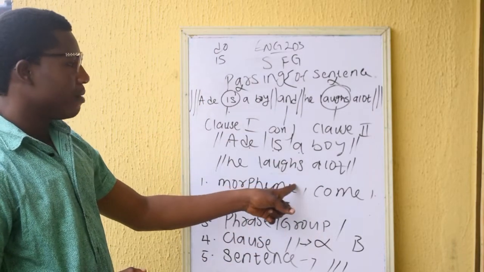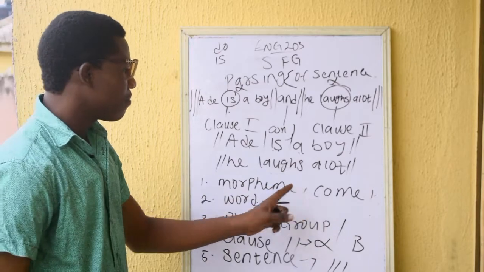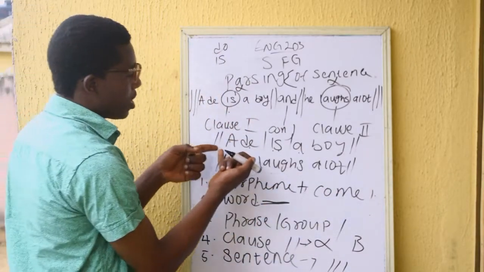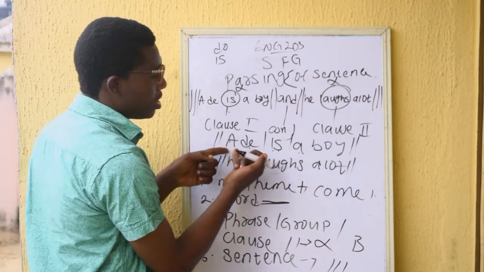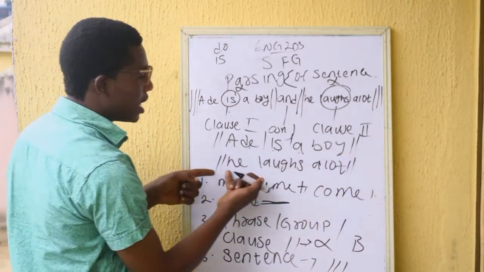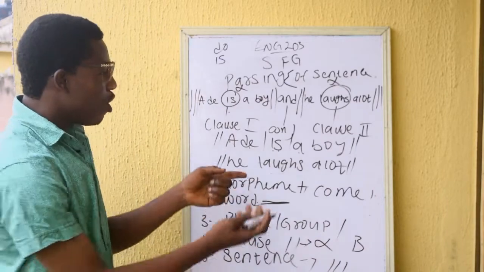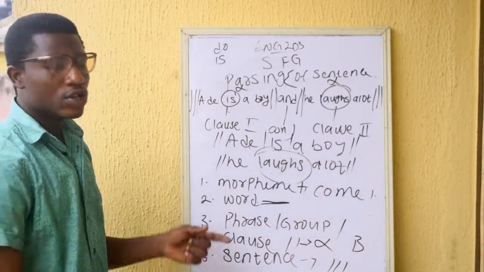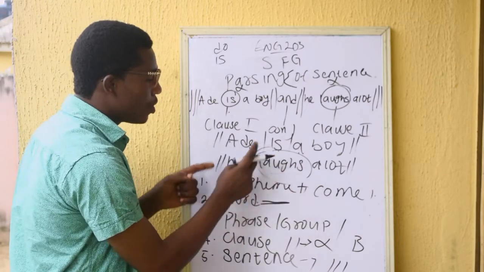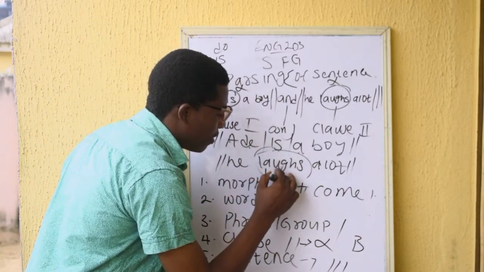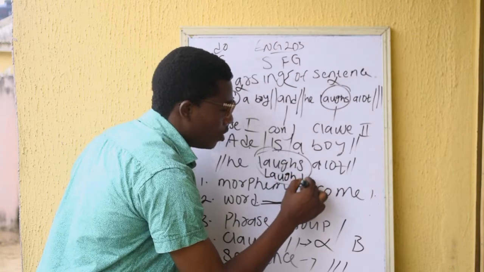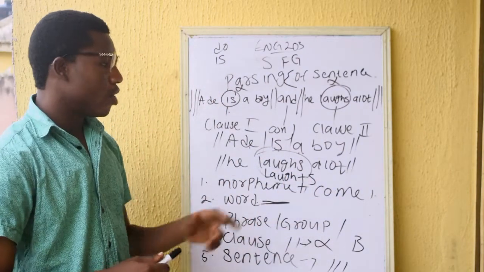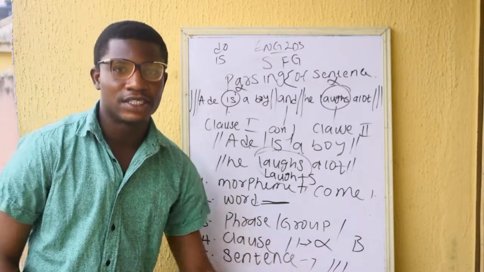But for a morpheme, whenever you say a morpheme, we use the plus sign. For example, I don't have any morpheme here. "He laughs a lot." Now coming down here, "laughs" here is no longer just a word, it has a morpheme, so what we do here is it will be laugh plus s. I hope that is clear on parsing of sentence. Thank you.